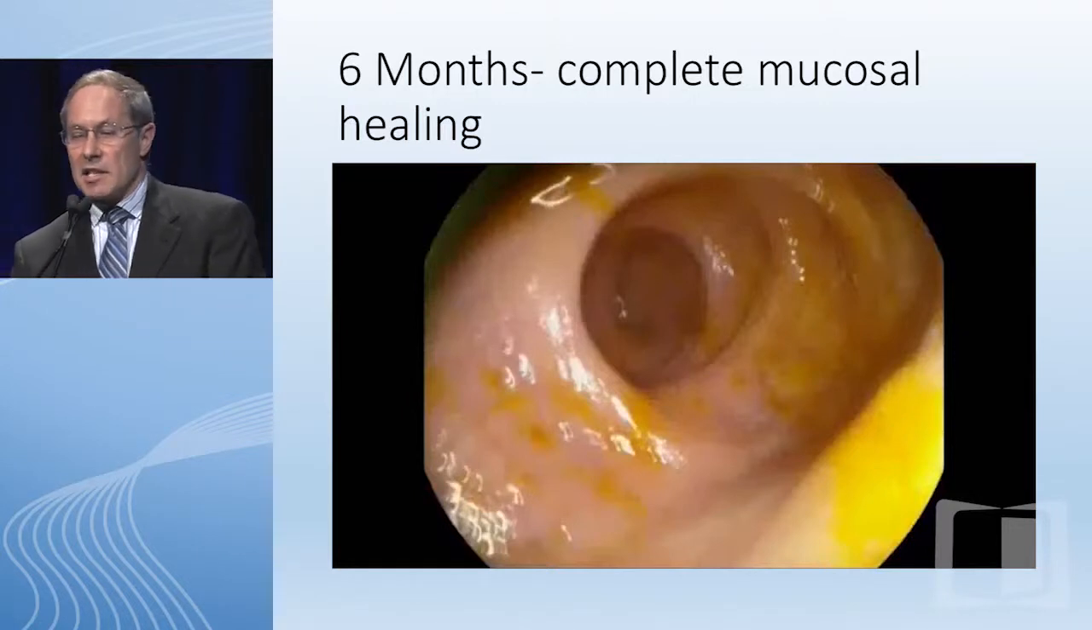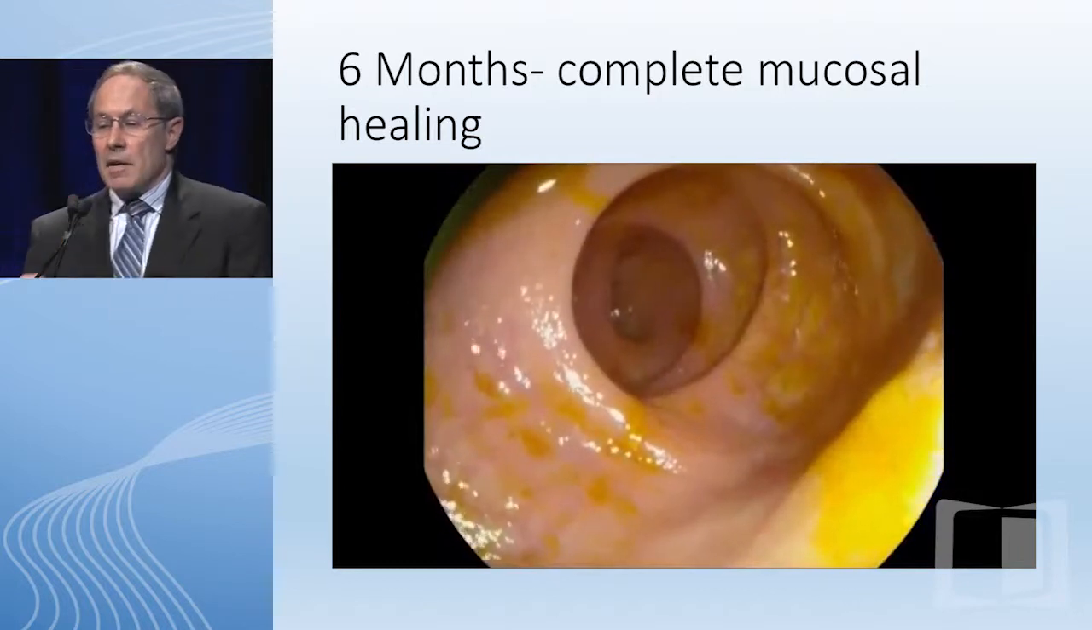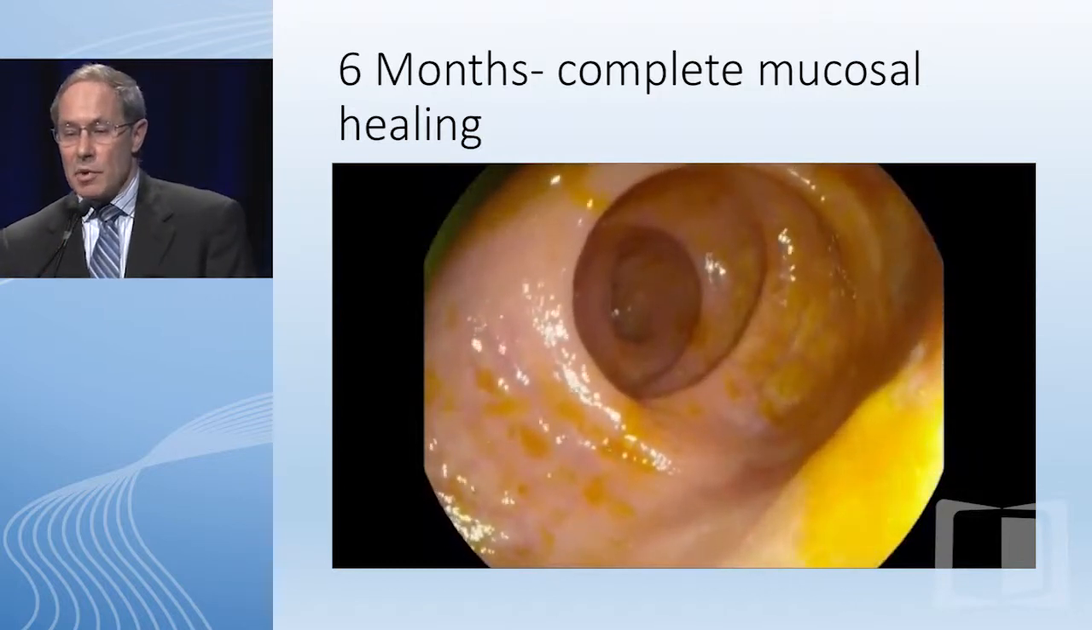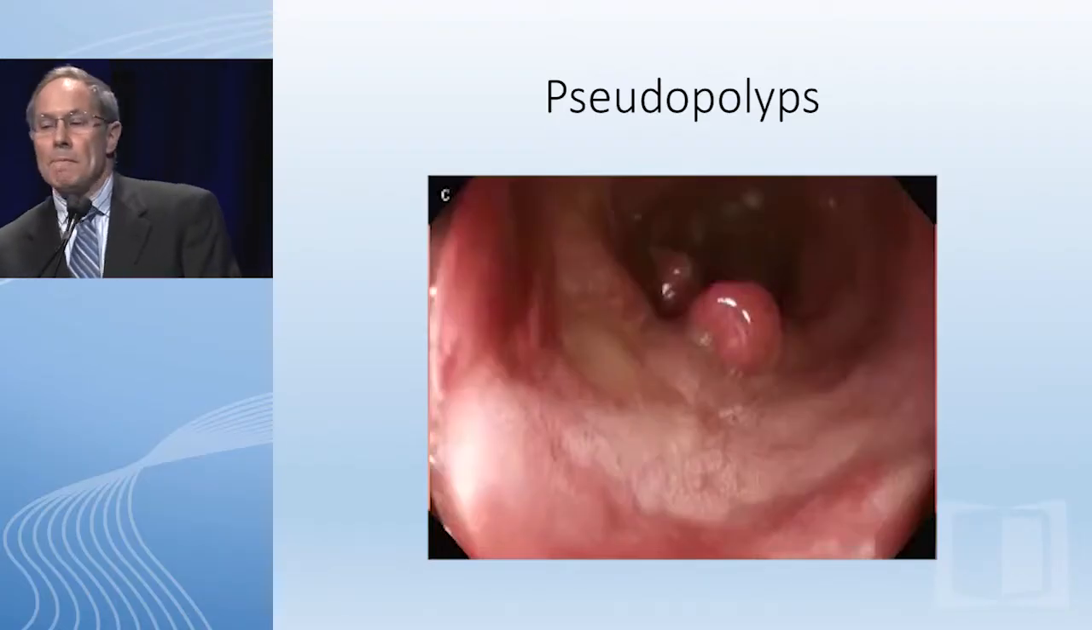Then at 6 months, if we can have that video, please. There's complete normalization with, although there's some prep issues here, normalization of the vascular pattern and absolutely no tissue defects.